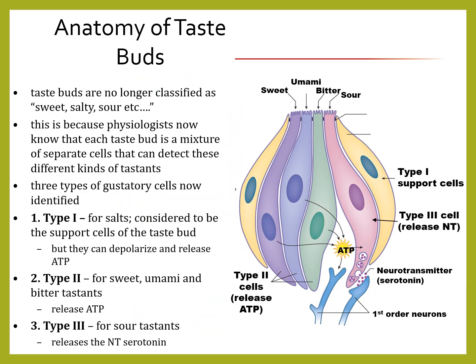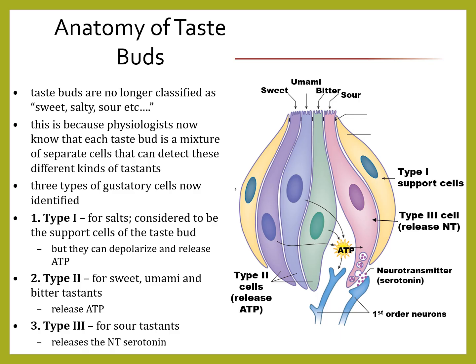When I first began teaching physiology over 20 years ago, it was thought that there were separate taste buds for sweet, salty, sour, etc. But we now know that's not true. Physiologists now know that each taste bud is a mixture of distinct separate cells that can detect these different kinds of tastins. So a taste bud now is known to be a mixture of neuroepithelial cells, or what are called separate cells, that can detect a wide variety of tastes.